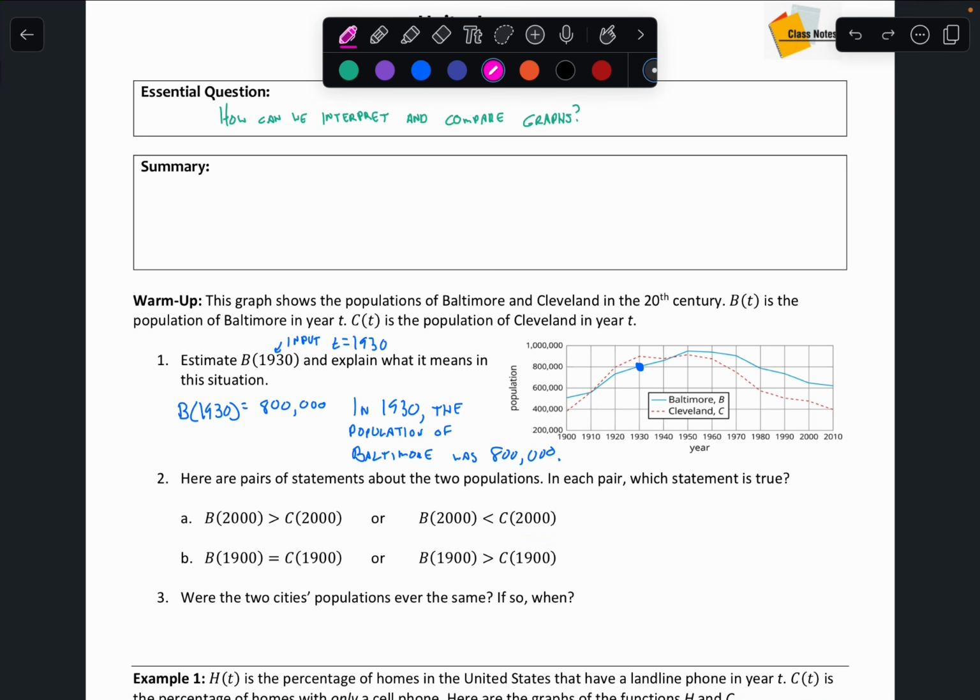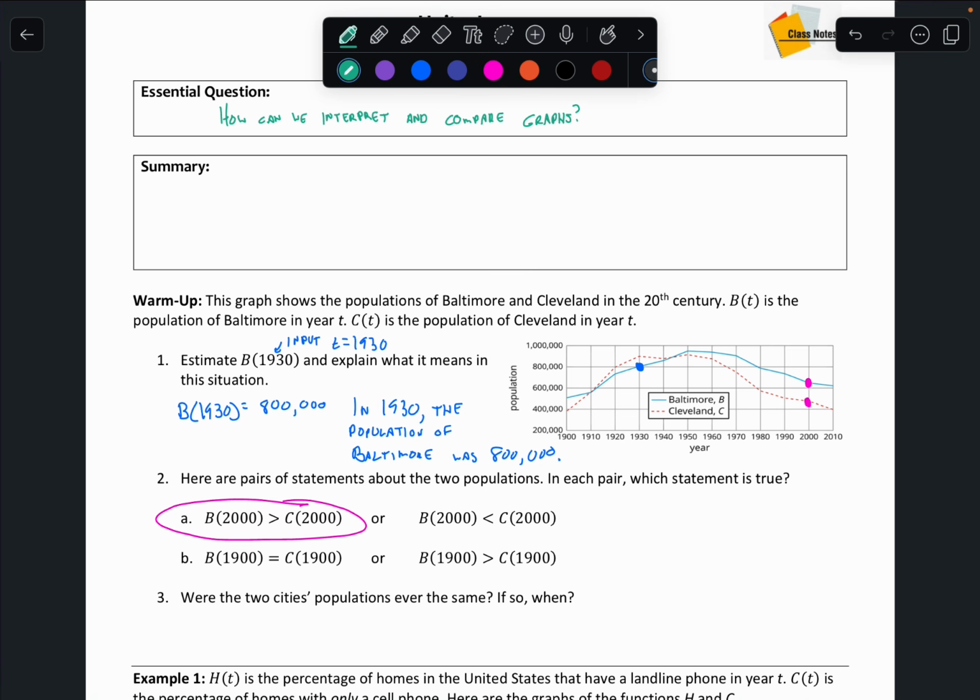So we go over and we look at 2000. We see that the populations in 2000 are these two pink points here. Which one of those is lower than the other? Cleveland is lower, okay? So that means that the population of Baltimore in 2000 was greater than the population of Cleveland in 2000.